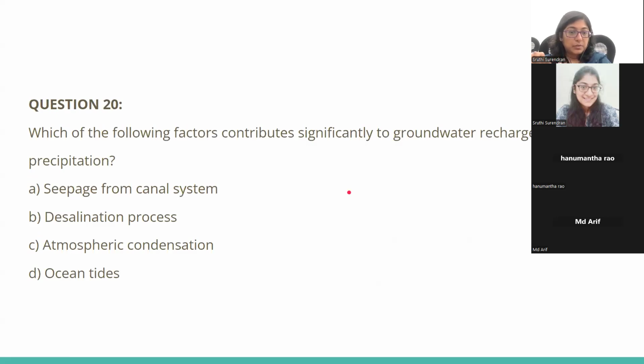This would be the last question for today. Which of the following factors are contributing significantly to groundwater recharge apart from precipitation?